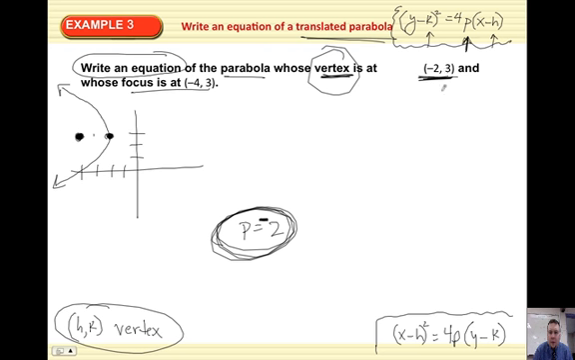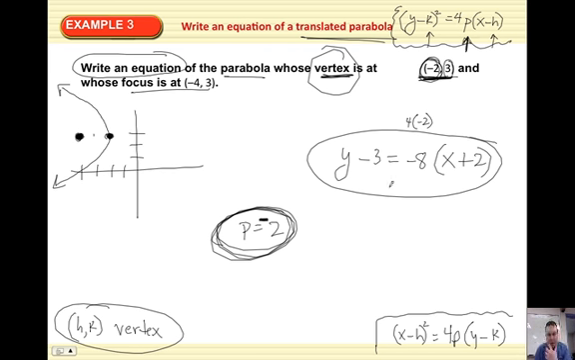Now that I have p, I got h, k, and p. All I have to do is put everything in the formula and I'm done. Y minus k, so what's the k? K is 3. Equals 4p, so I don't want to write 4 times negative 2. That's what it is, 4 times p, which is negative 8. Parenthesis x minus h, so minus negative 2, which becomes plus 2. There you go. Oops, I'm missing something, aren't I? Oops, y minus 3 squared, right? Y minus k squared, x minus h. There we go. Here's the equation that represents this parabola.